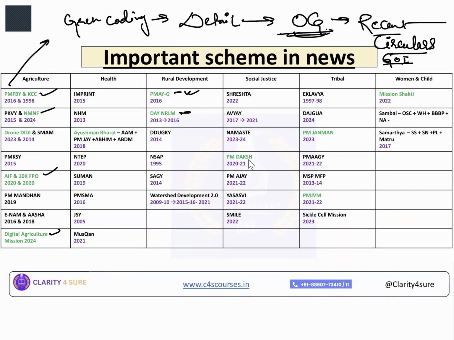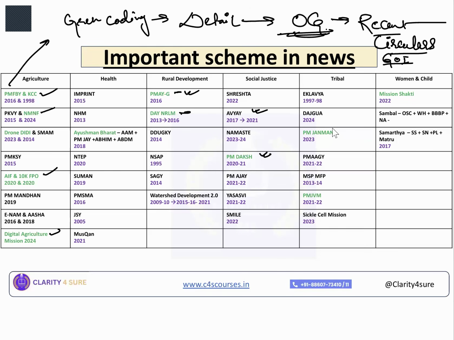Then social justice, we have Daksh, Namaste, Aviay, Shreshtha, Yashasvi, and Ajay schemes. Daksh is very important. Apart from this, due to the growing population of senior citizens, Aviay is also very important, because they are the silver lining of our economy.